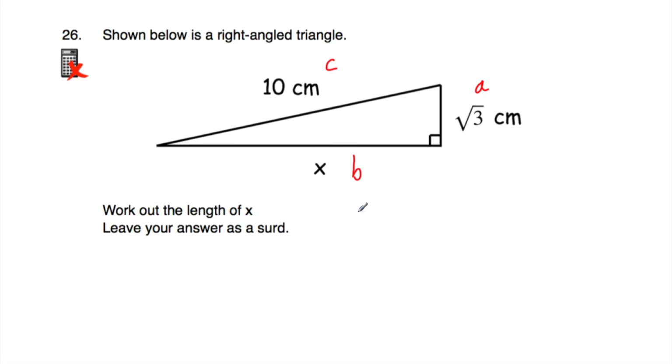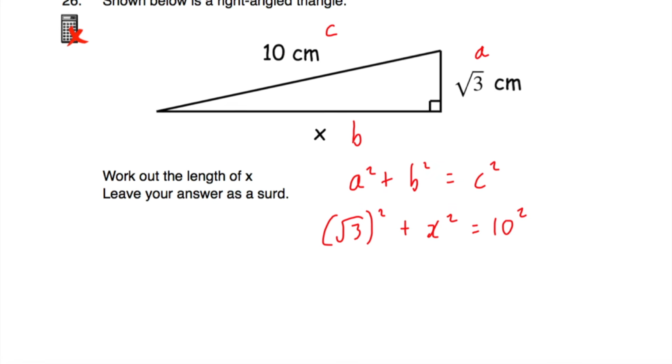So let's write down Pythagoras' theorem, a squared plus b squared equals c squared. So that's Pythagoras' theorem. And let's substitute in our values. So a squared, well, a is the square root of 3, so we're going to write down the square root of 3 squared, plus, and then we've got b squared, and that's equal to x, so that's x squared, is equal to c squared, and c is equal to 10, so it's going to be 10 squared. Now let's work out what we get here.